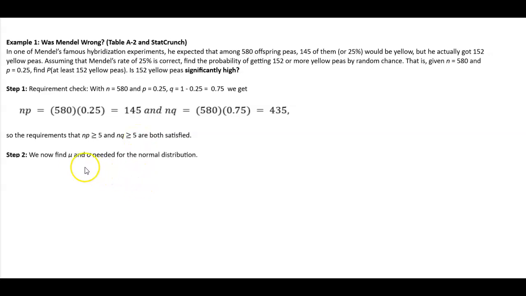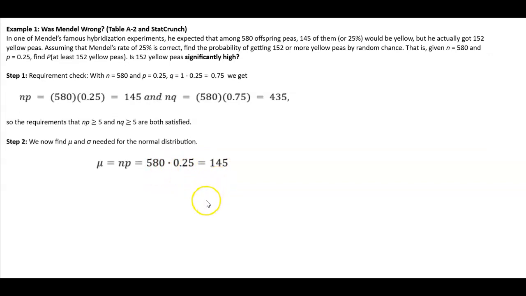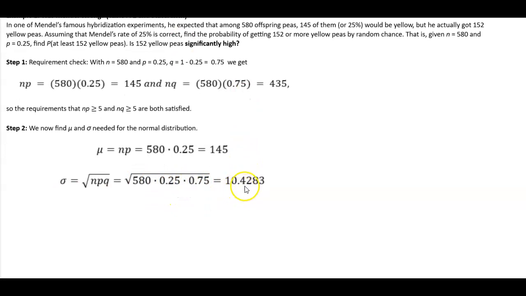Now we need to find the mean and the standard deviation needed for the normal distribution. Recall that the mean is equal to n times p, which is 580 times 0.25, giving us 145. The standard deviation is the square root of n times p times q. So we have the square root of 580 times 0.25 times 0.75, and that gives us 10.4283.